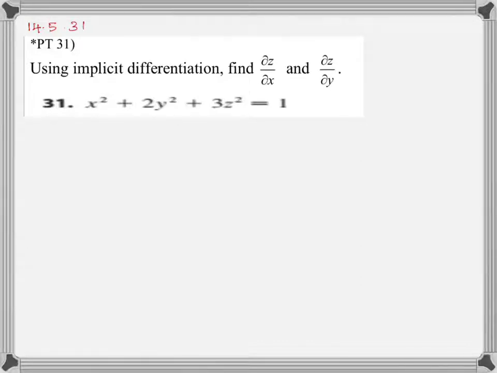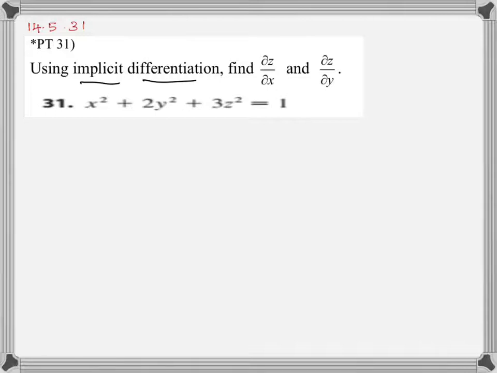Hi, in this video, I will be showing you problem number 31 of chapter 14, section 5. Using implicit differentiation, find the partial derivative of z with respect to x and the partial derivative of z with respect to y. x squared plus 2y squared plus 3z squared equals 1.